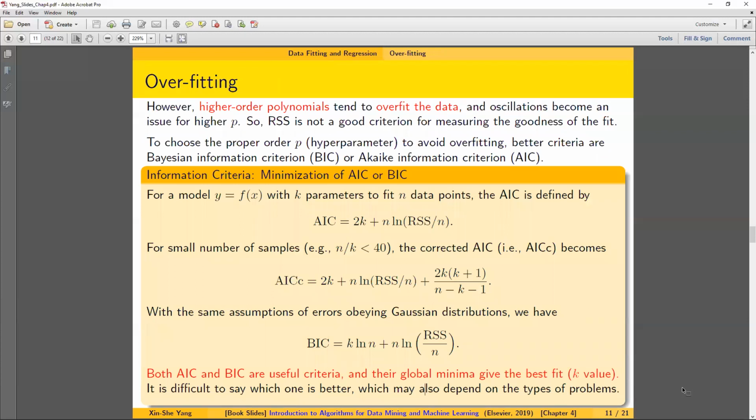So higher order polynomials tend to overfit the data. Oscillations become an issue for higher p. So RSS is not a good criterion for measuring the goodness of fit.